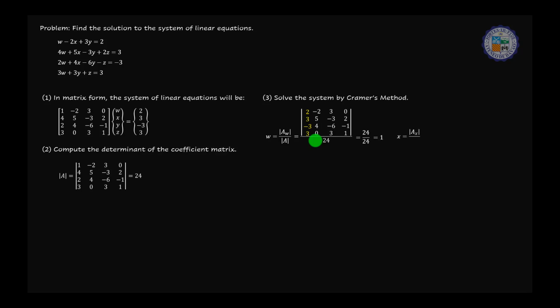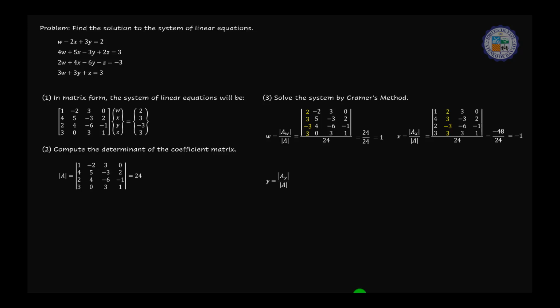Next, let's solve for x. The same principle applies, except that we now have to replace the column which corresponds to the x column. As you can see here, we have the original coefficient matrix, and we will be replacing the column which corresponds to the x column with the vector of constants, and then solving for the determinant. So we have negative 48 over 24, which is equal to negative 1.